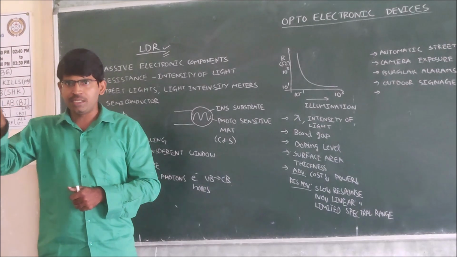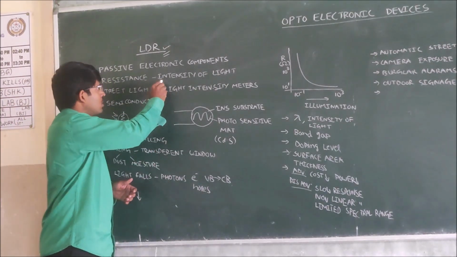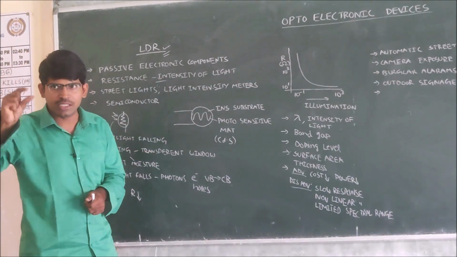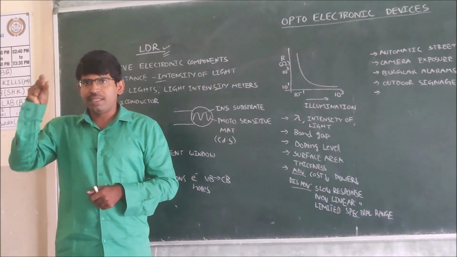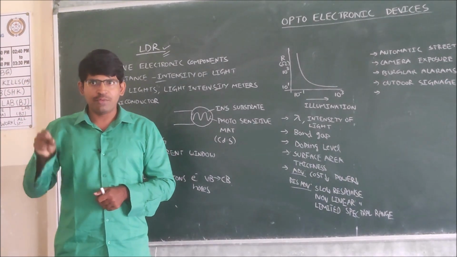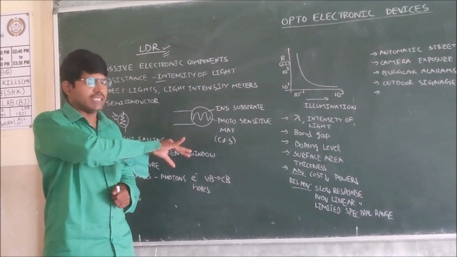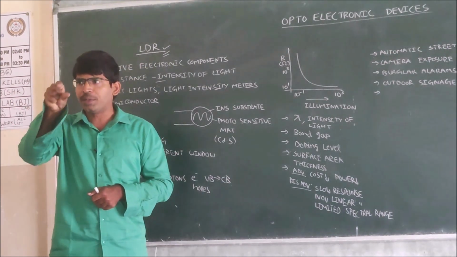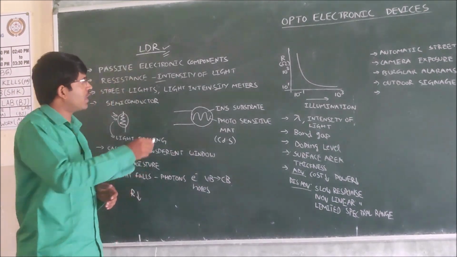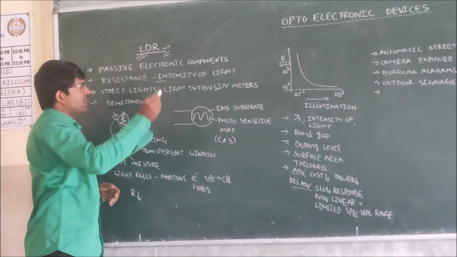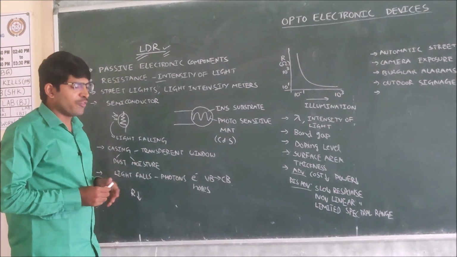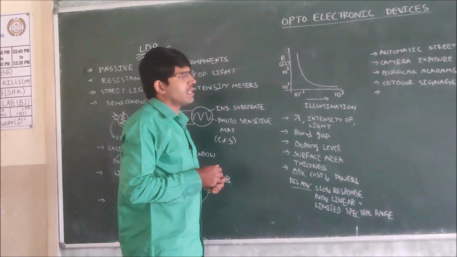When the light intensity is more, then the resistance is decreasing. When the light intensity is less, then we observe the resistance is more. So this resistance is being operated by the light. That's why we are calling this a light dependent resistor.